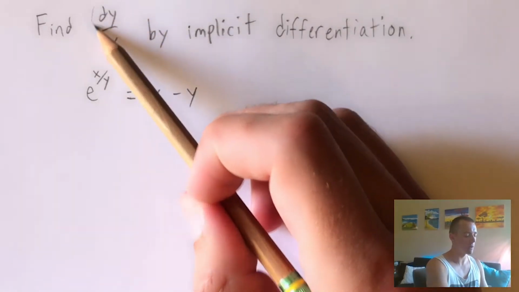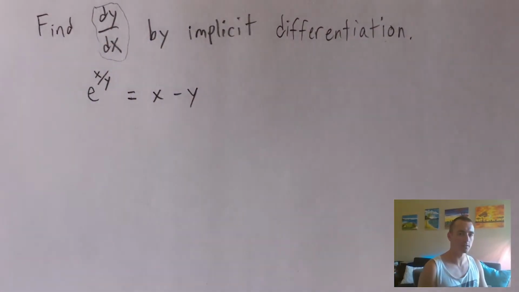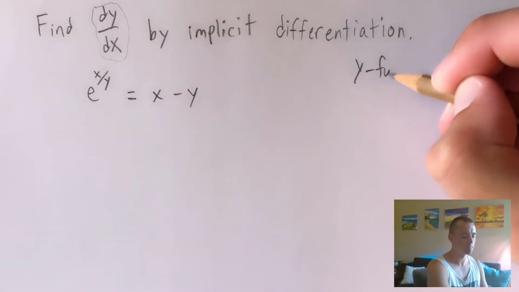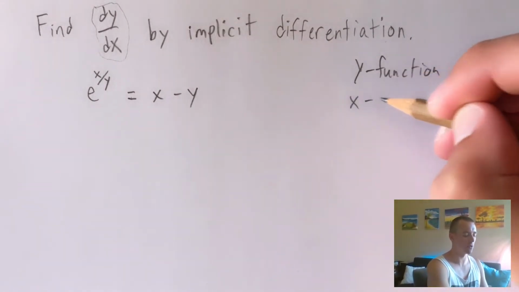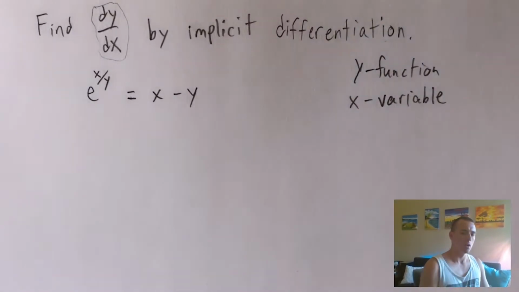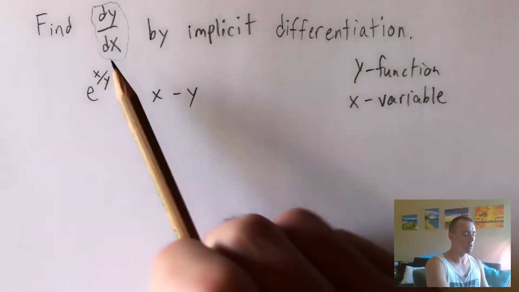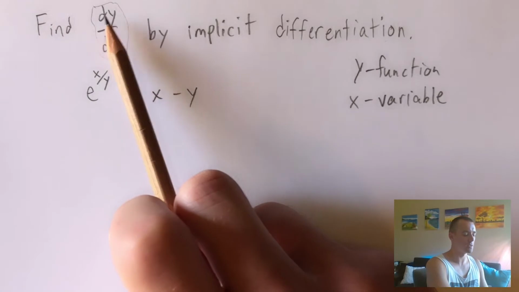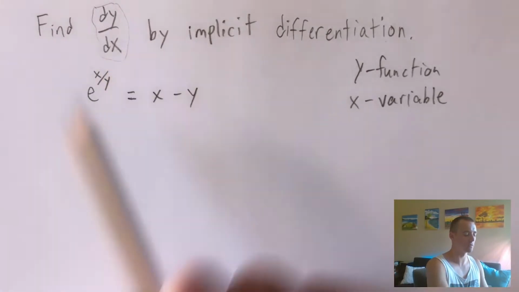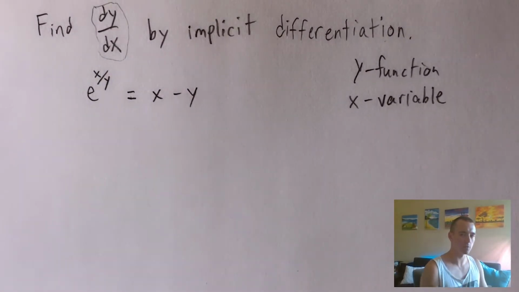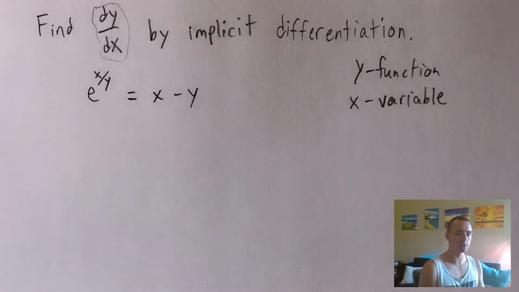Based on this thing right here, we're trying to find dy/dx. That actually tells us right off the bat that y is going to be our function and x is going to be our variable. The reason why we know this is when you have this kind of notation, d of some letter over d of some letter, whatever's on top is always going to be your function, and whatever's on bottom is going to be your variable. So what that tells us is y is a function of x. x is the input variable, y is the output.